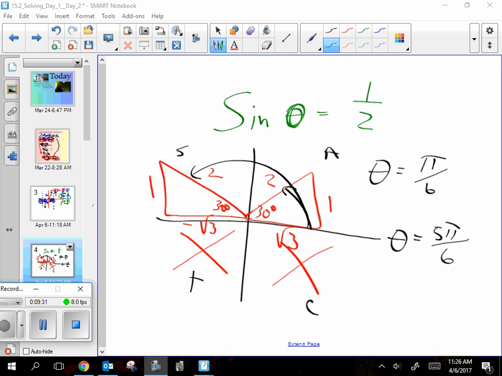Raise your hand if you had that one right. Okay, good. Now, how was it more complicated yesterday? What was different? It would have said sine of 3 theta equals 1/2. All right, that's something I taught you at the very end of the hour. Now, if you didn't catch it, here is what I recommend.